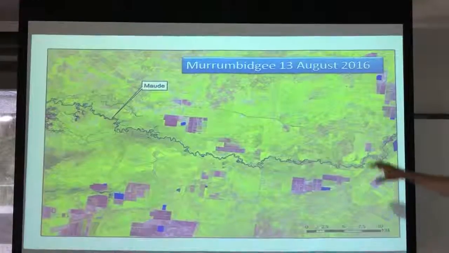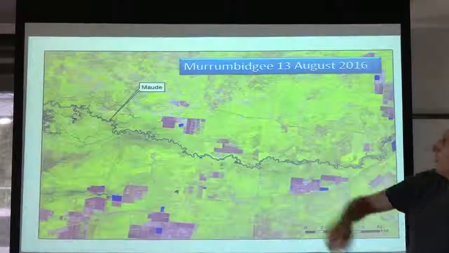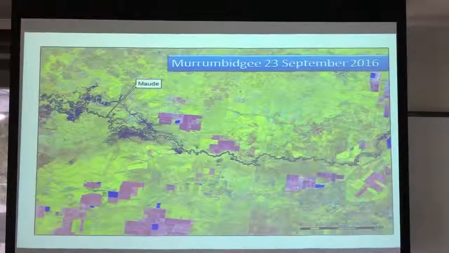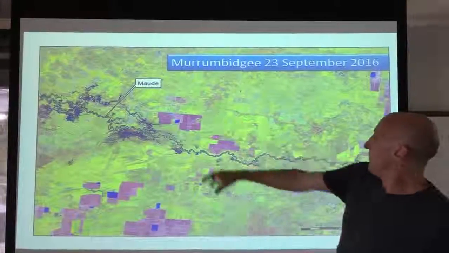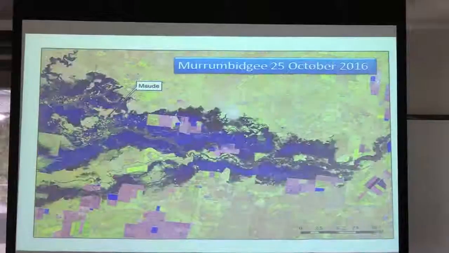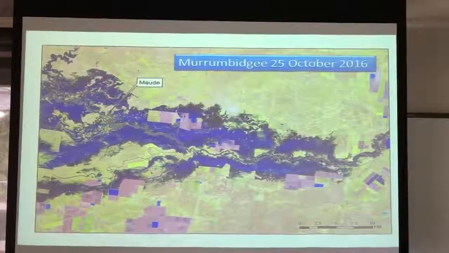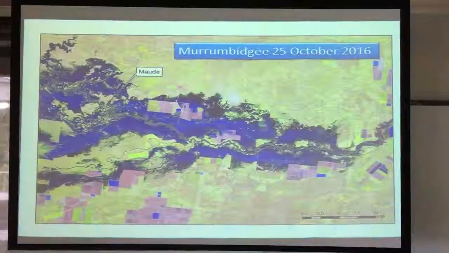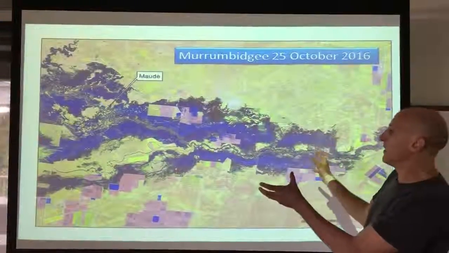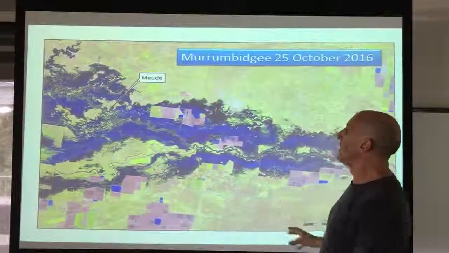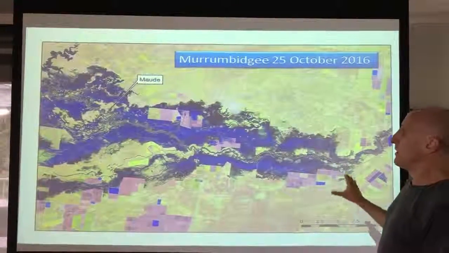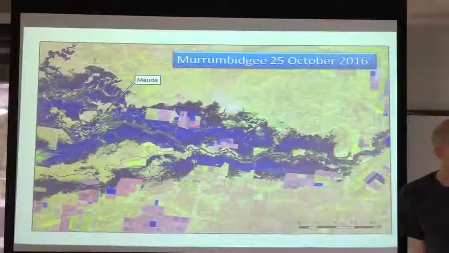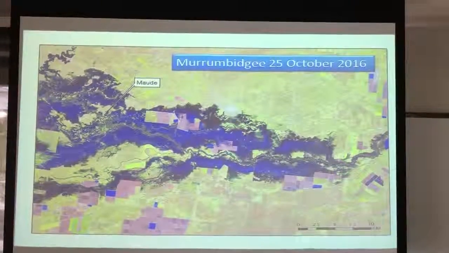Looking at the Murrumbidgee back in August this year, this is well before flooding, Maude Weir indicated there. The flood started to arrive and inundated some small patches of floodplain. Then the flood really came through and inundated huge areas. The thing about this flood is that environmental water targets small billabongs here and there, or small areas of floodplain.